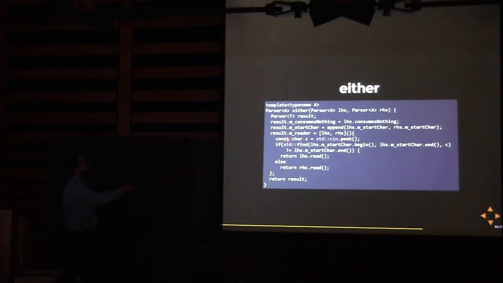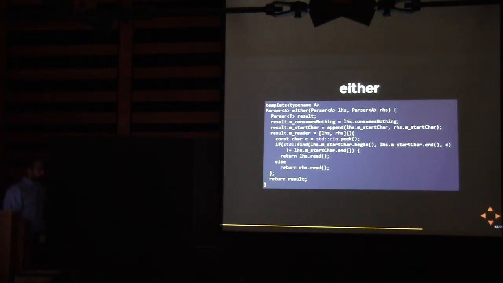And now the reader. The reader is going to peek standard input. If the left-hand side start character set happens to have that character in it, then I'm going to return the read of the left-hand side. Otherwise, I'm going to return the read of the right-hand side. And that's it. I just return the result. So here we're just combining parsers using this either thing.